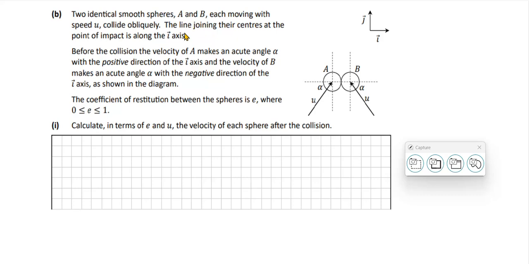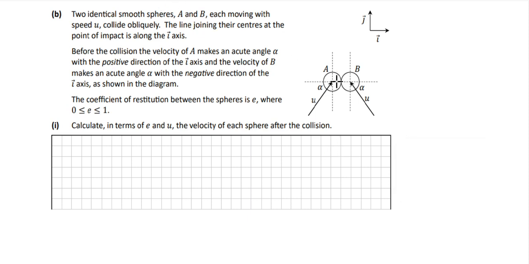Two spheres A and B moving with speed u collide obliquely. The line joining their centers at the point of impact is along the x-axis. Before the collision, the velocity of A makes an acute angle alpha with the positive direction of the x-axis, and the velocity of B makes an acute angle alpha with the negative direction of the axis. The coefficient of restitution is E, where E is between 0 and 1. Calculate, in terms of E and u, the velocity of each sphere after the collision.